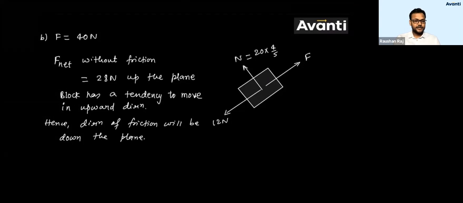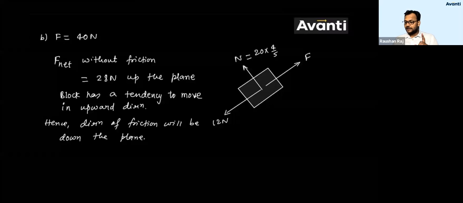हमेशा friction का direction कैसे निकालोगे? While finding the net force without friction, find out the tendency of motion. Opposite to that, there will be a friction. Clear hai? So we have figured out what is the net force, that is up the plane. Because of that, tendency is to move in upward direction. So the direction of friction will be down the plane. So here the friction will be what? Down the plane.